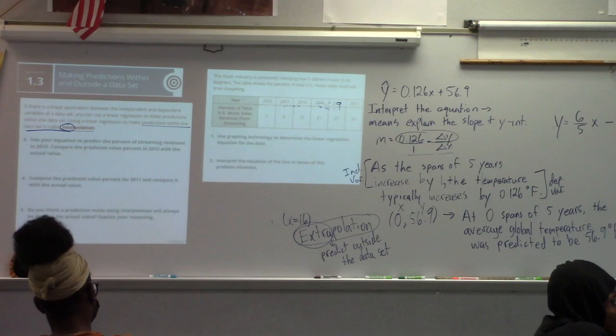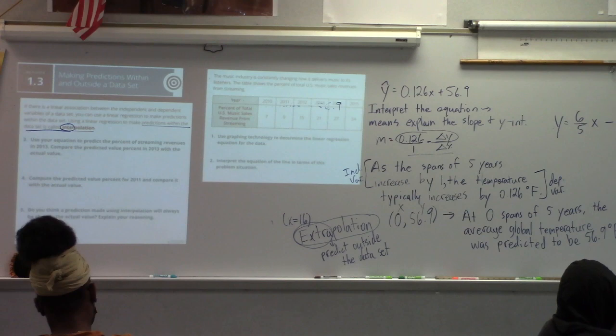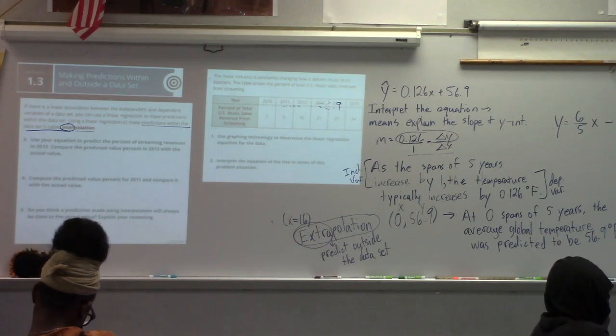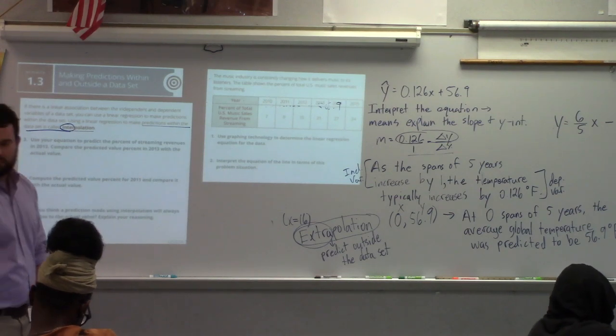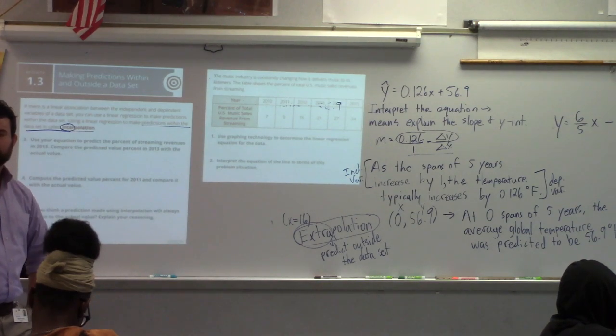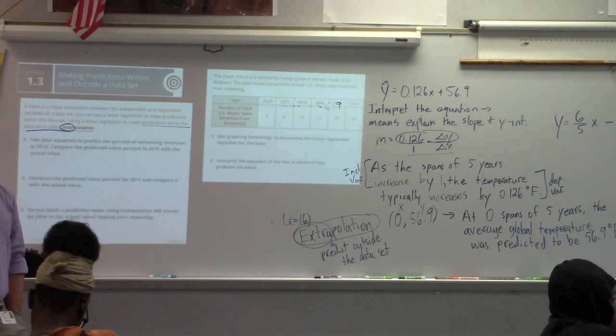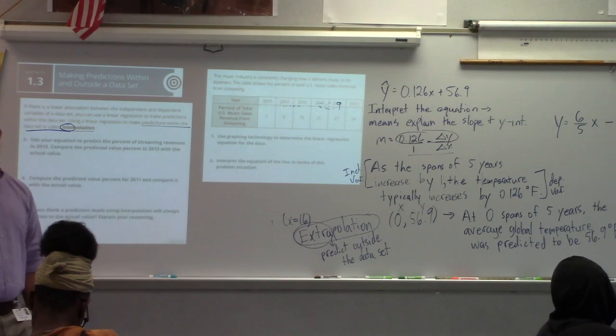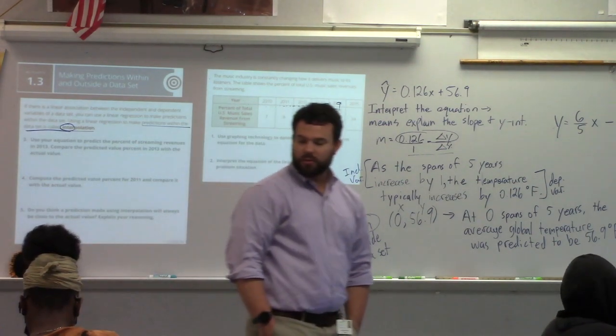So number one says use graphing technology to determine the linear regression equation for the data and interpret the equation of the line in terms of this problem situation. So, use your technology, get the least squares regression line, and complete numbers 1 and 2. Wait, what do we do again? Complete numbers 1 and 2. But how do we do that? How do you think you would do it? I don't know. Okay, why don't you look back at the previous activity or talk to someone in your group to see if you can figure out how to get that least squares regression line.